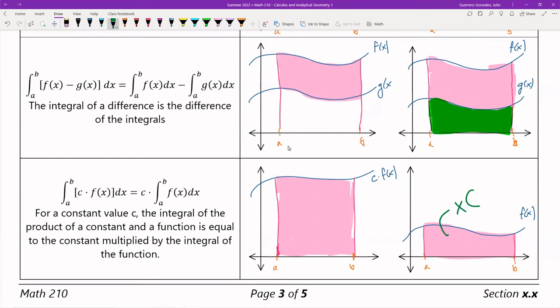Okay, like I said, areas. These are areas. So you can multiply areas. You can add areas together. You can take them away. They still work the same way. We're just introducing calculus notation for it.